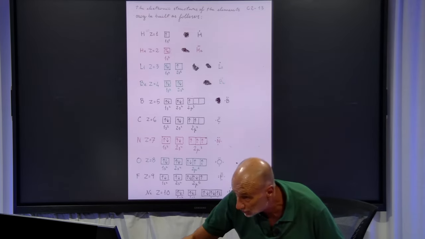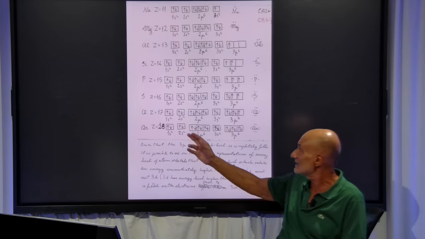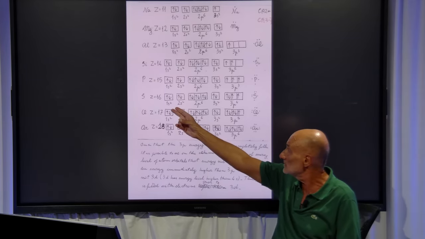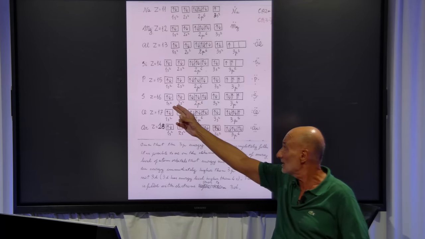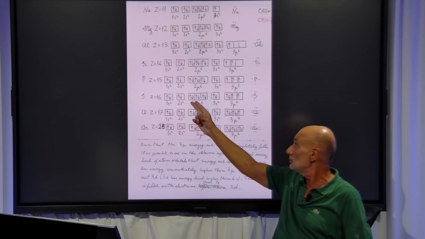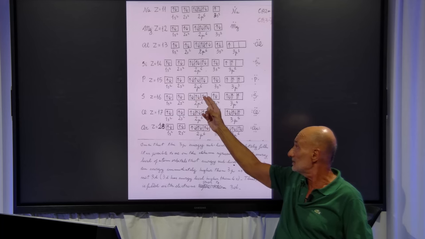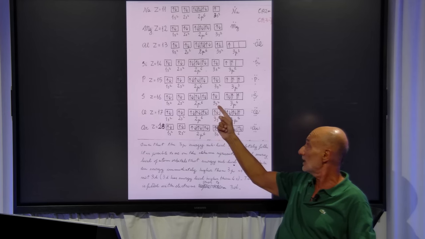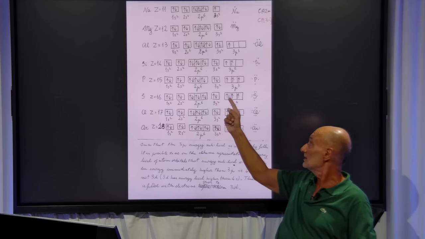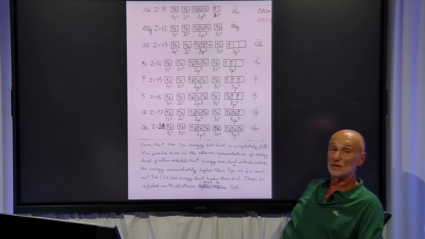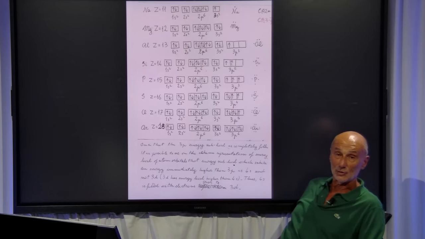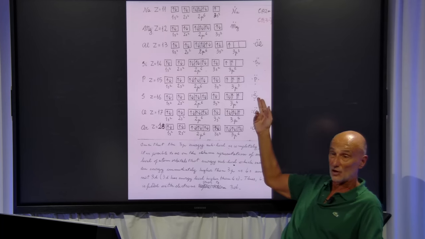Then let's go to sulfur. Sulfur has Z equal to 16. So 16 electrons, 16 protons, 1s1, 1s2, 2s1, 2s2, 2p1, 2p2, 2p3, 2p4, 2p5, 2p6, 10 electrons, 3s1, 3s2, 12 electrons, 3p1, 3p2, 3p3, 3p4, 16 electrons. And we will have an electronic symbol which is similar to the electronic symbol of oxygen.